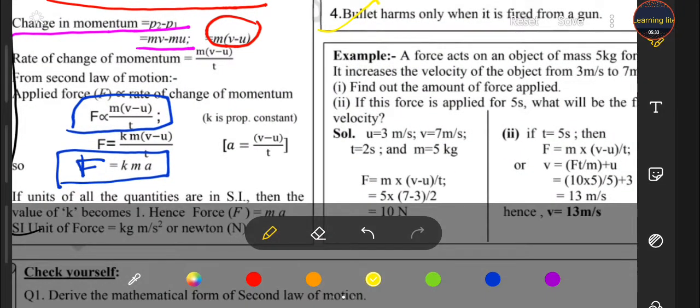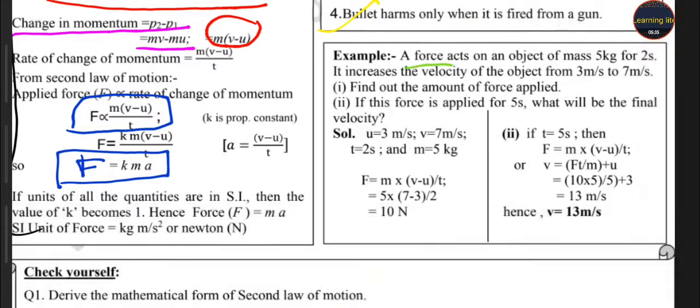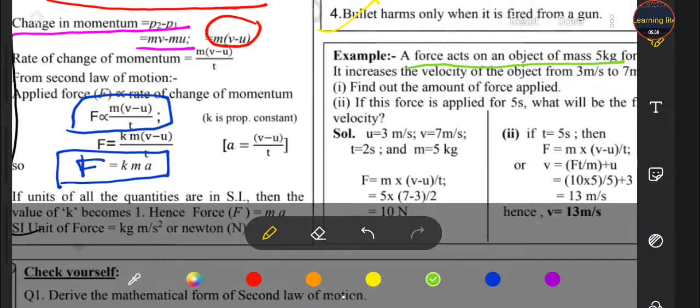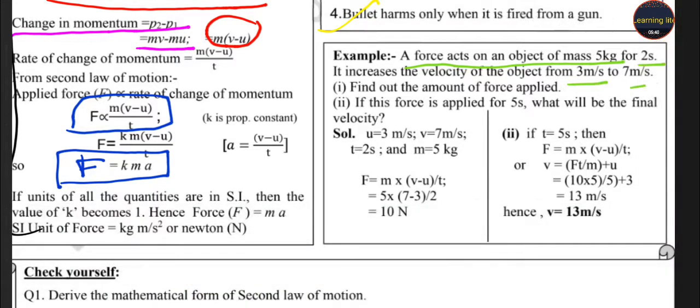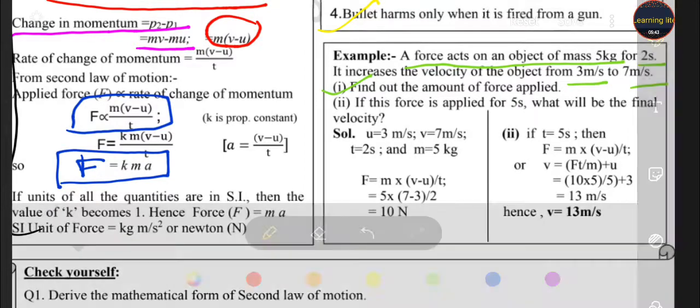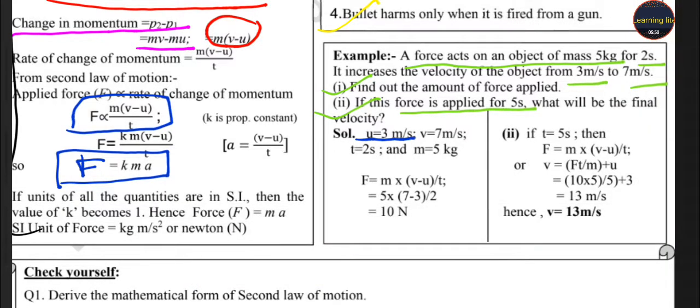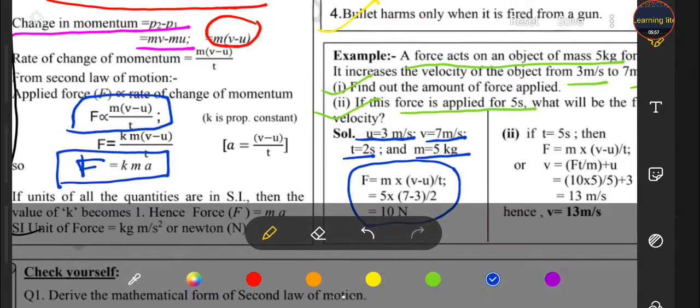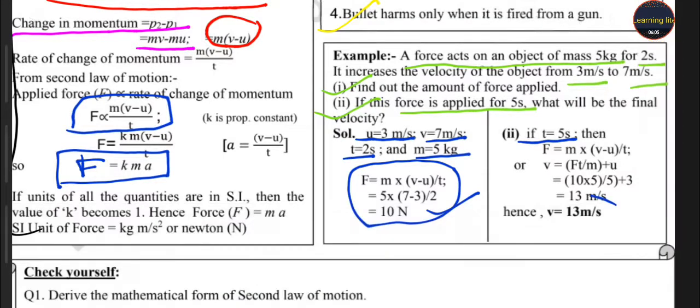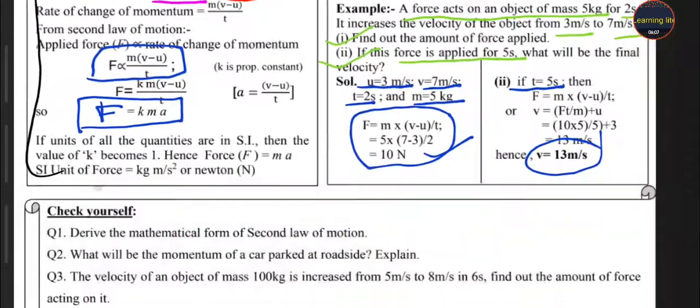Now there is an example given, student. A force acts on a mass of 5 kg for 2 seconds and its velocity increases from 3 to 7. Find the amount of force and find the final velocity if time gets changed. So you have to notice what is given. u equals 3, v equals 7, time 2 seconds, mass 5 kg. We use the formula according to the second law of motion. We calculate the force, that is 10 Newton. Now if the time is 5 seconds, then our velocity is 13 meter per second.